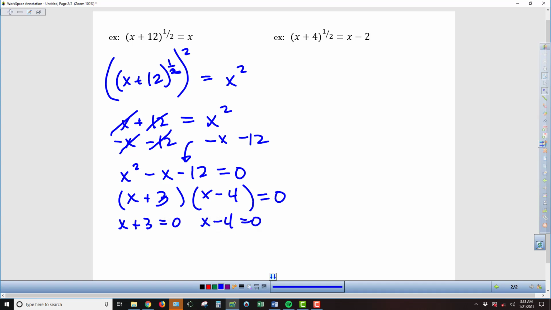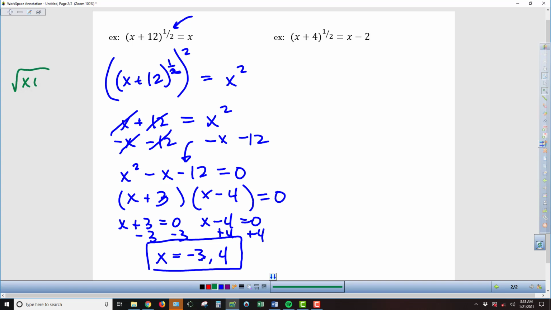And now I can go ahead and solve by subtracting 3 from both sides. So I get x equals negative 3 as one of my answers. And then if I add 4 to both sides, I get x equals 4 as a second answer. Now, we should be checking our answers to make sure that we don't end up with a square root needing to equal a negative. And really, that's what this 1/2 exponent means: it's the square root of x plus 12 equals x.